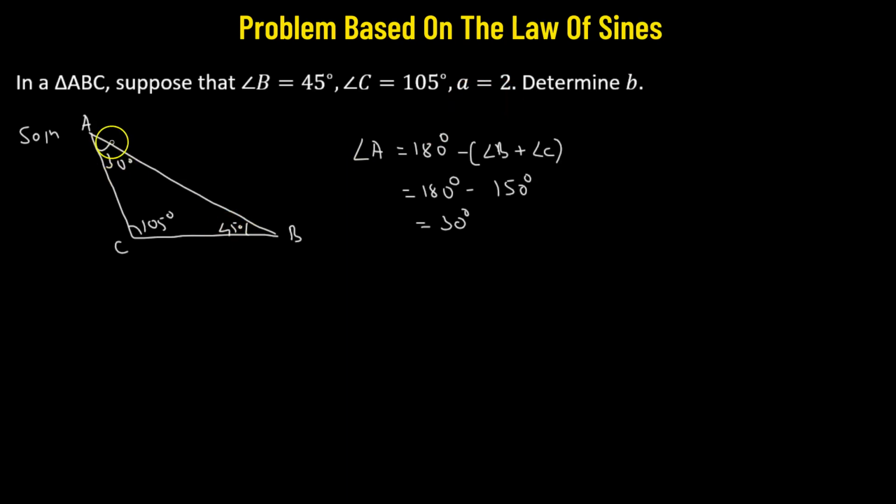Now, we are also given that a equals 2. So a means the side opposite to angle A. So that's given by 2. We need to find out the value of side b. So side b means the side opposite to angle B, which is 45 degrees. So AC is going to be b.